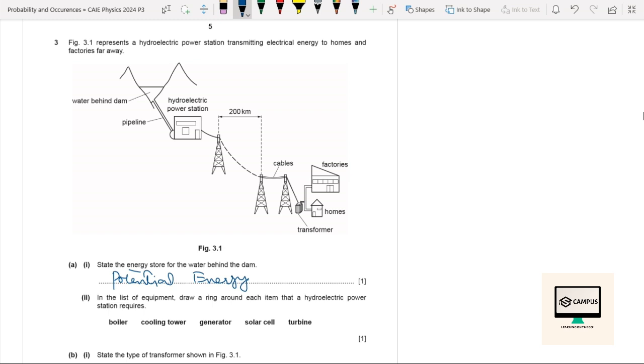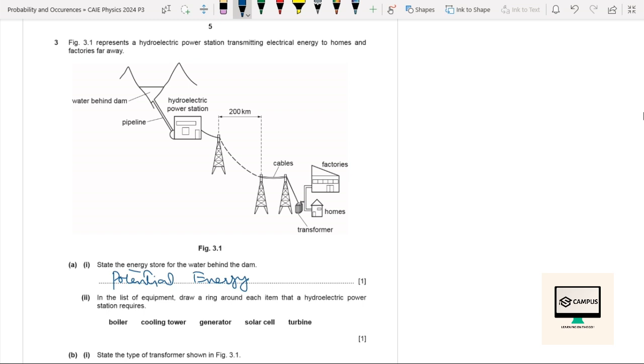All right, so in the list of equipment, draw a ring around each item that a hydroelectric power station requires. We have been given some usual components of a power station like boiler, cooling tower, generator, solar cell, turbine. We have to specify which of these components you may find inside a hydroelectric power station. So the boiler is used to increase the temperature of water inside a closed loop system. We don't need that in a hydroelectric power station.